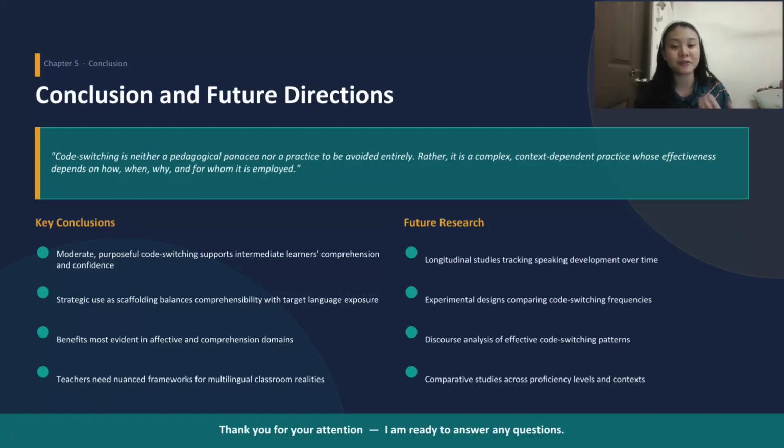So overall, for the future research, I'm going to make an experimental design comparing code switching frequency and how the frequency can really help the students, and also discourse analysis to find effective code switching patterns. So far, those are the two points that I'm going to analyze for future research. For the other two, it depends on how we see in the future whether this code switching is still valid or not. So overall, this is all that I'm going to present for my final presentation.